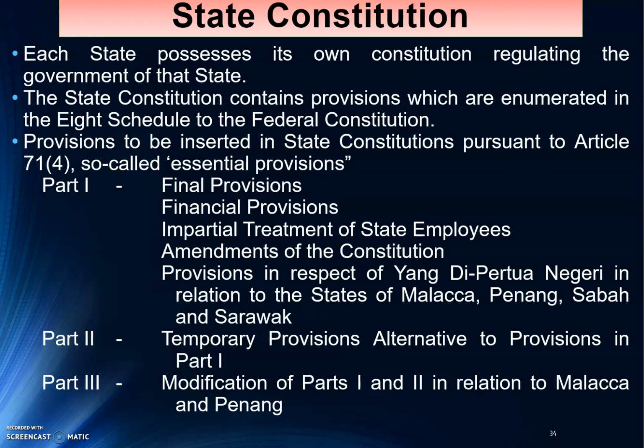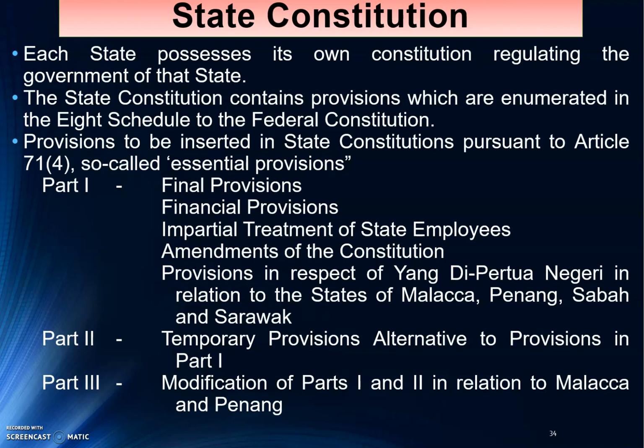So we know that each state has its own constitution. So mostly the state constitution deals largely with land matters, agriculture, forestry, local government, and Islamic law. So these are the 5 areas which are actually dealt with by the constitution. Again, land matters, agriculture, forestry, local government, and Islamic law.